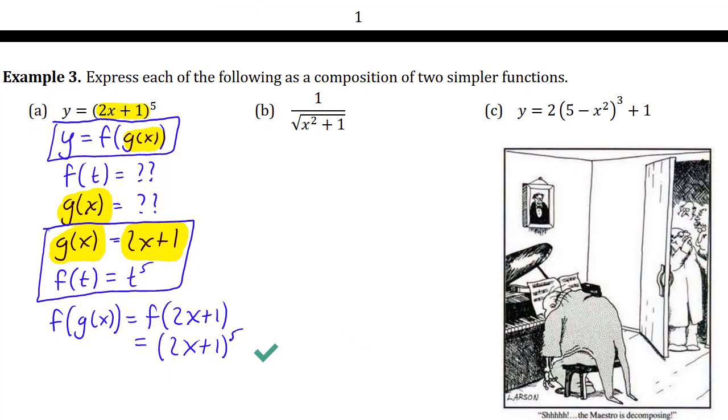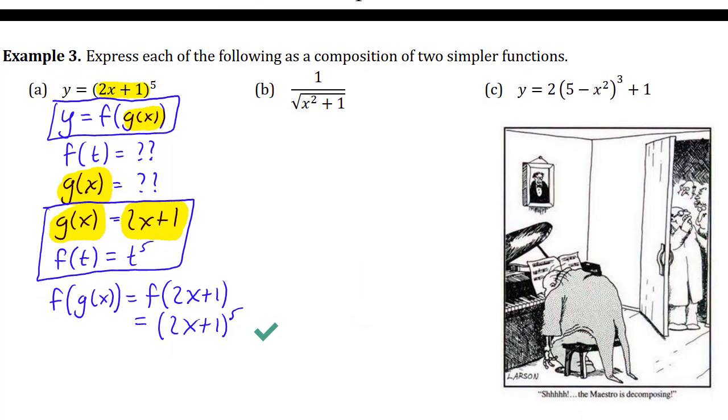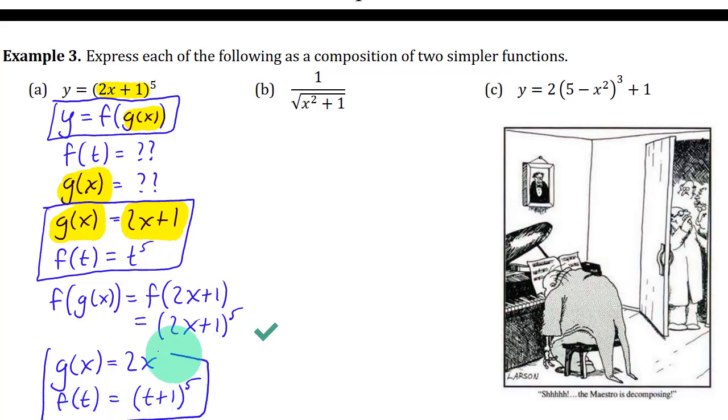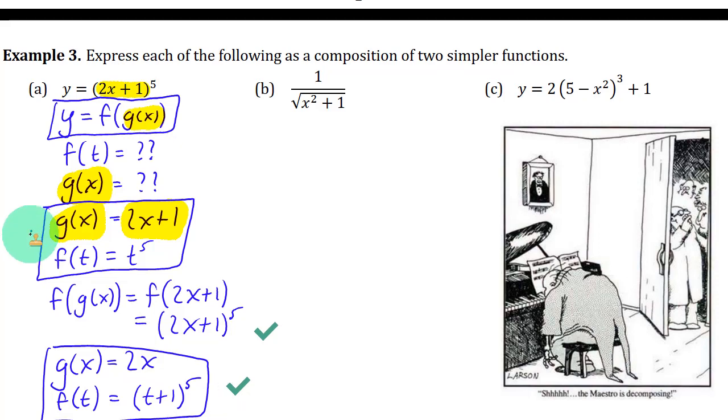If you were trying this one on your own, you might have said something like, well, what if g of x, the inner function, is just 2x? And then the f of t part doesn't just raise it to the power, it also adds the 1 first. So if this is t plus 1, sorry, did I say cubed? I meant to the power 5. So if you do t plus 1 and then all that to the power 5, that is also going to work. So both of these work.